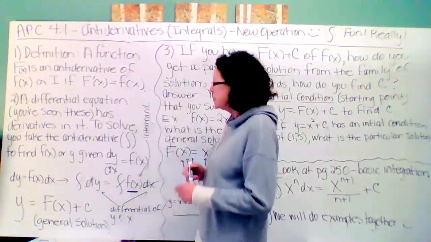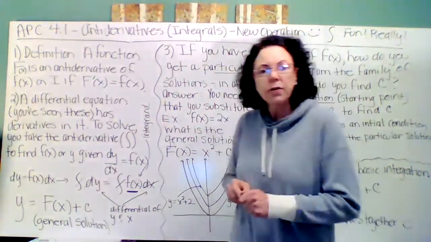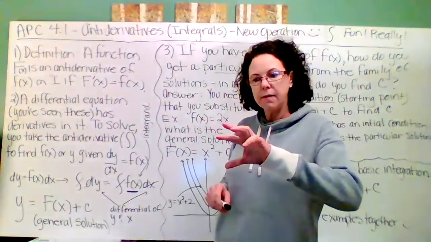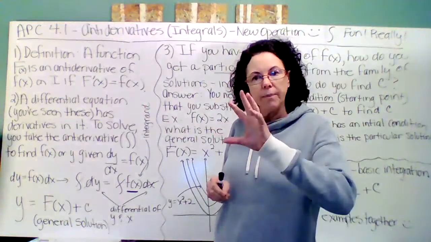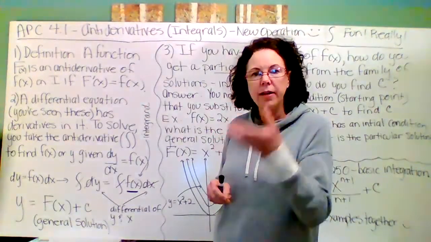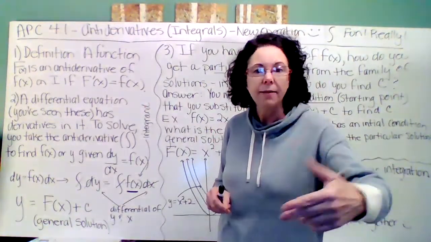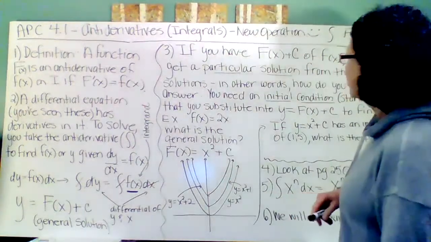That is the function that is being integrated, kind of like under a radical sign, like a square root sign or cube root sign. That expression underneath the radical sign is called a radicand. That's what you're taking the radical of.